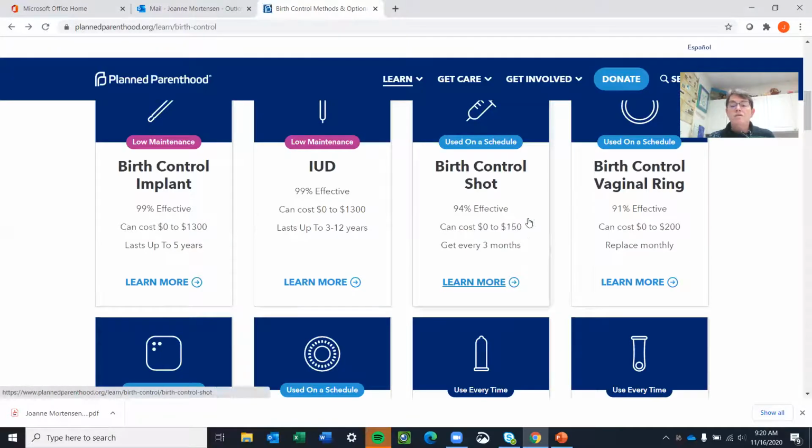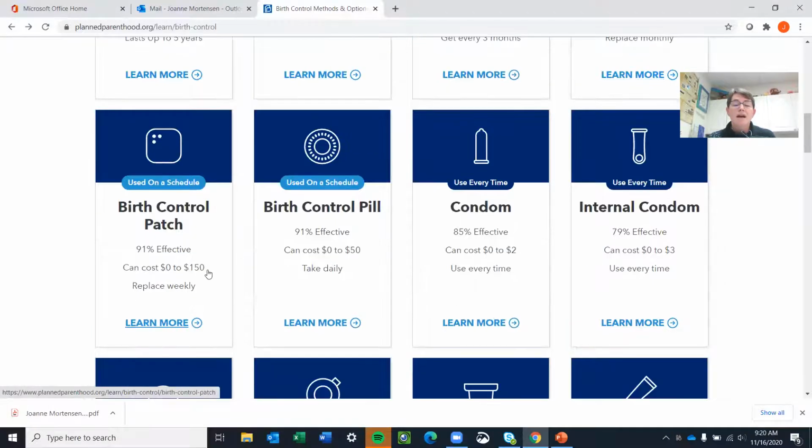Okay, you can get a birth control shot every 3 months. Okay, a birth control vaginal ring. You got a patch. You have birth control pills. In the 1960s, that was like, oh my goodness, that's so long ago. That was a huge deal that women could control their periods and could control whether or not they're having babies. I mean, it was way more effective than a lot of other things.